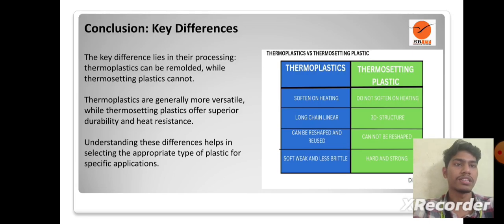Thermoplastics soften on heating. Thermosetting plastics do not soften on heating. Thermoplastics contain long chain linear structure, while thermosetting plastics contain 3D structure. Thermoplastics can be reshaped and reused. Thermosetting plastics cannot be reshaped. Thermoplastics are soft, weak, and less brittle, while thermosetting plastics are hard and strong.